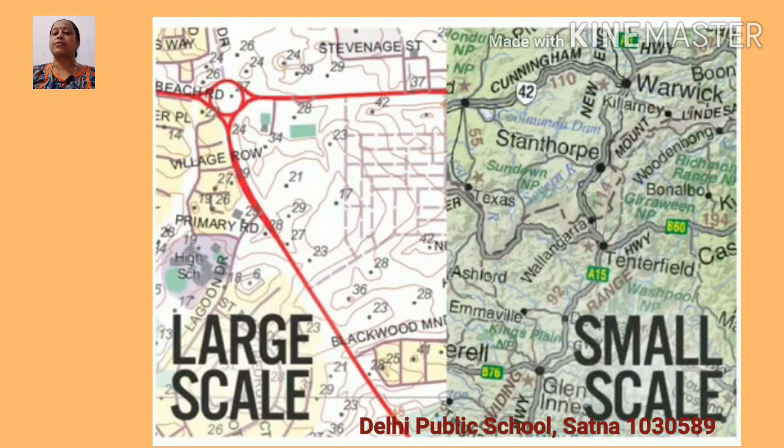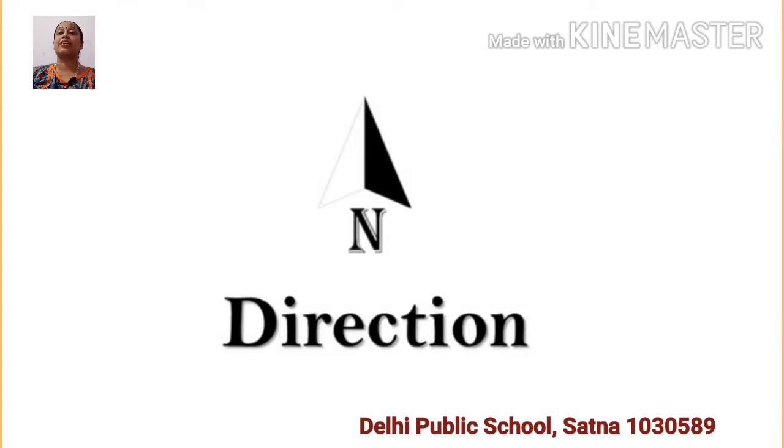Large scale maps give more important information than the small scale. The second component is direction. Most maps contain an arrow mark with the letter N in the right hand corner. The arrow shows the direction.